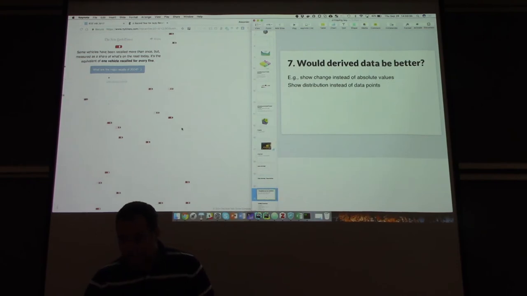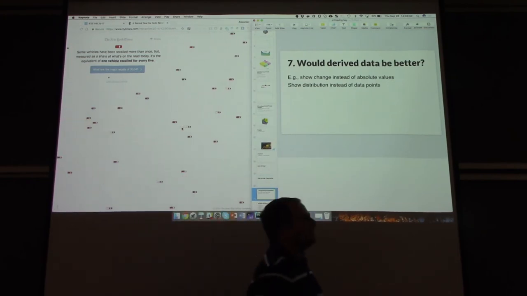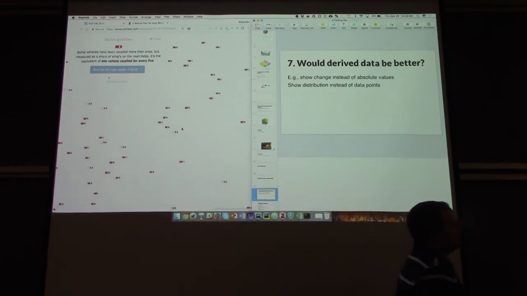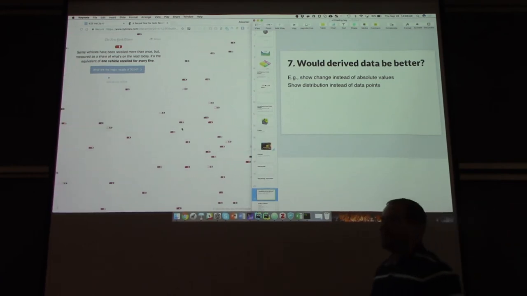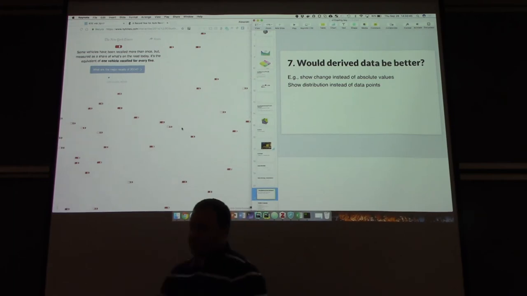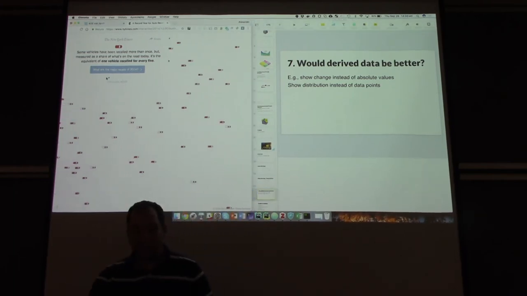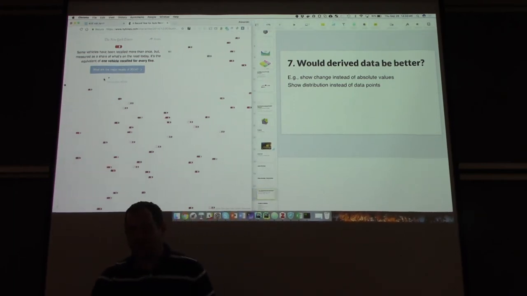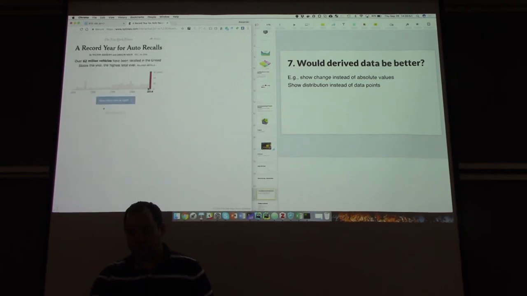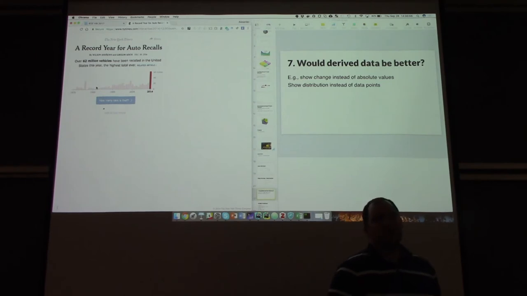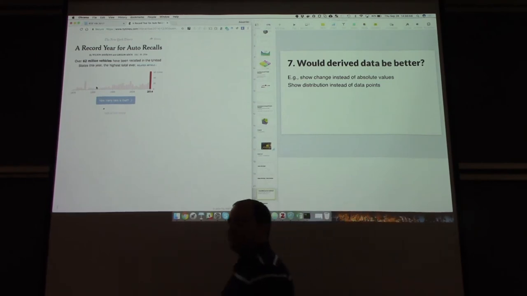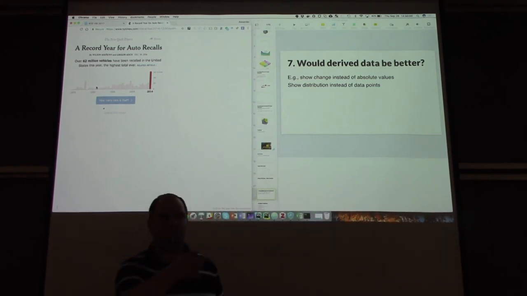Then if we look at it, would derived data be better? Show change instead of absolute values. Yes, we could show a chart of change here. It's probably a lost cause, but here we could show the change. But I guess in this case, I would probably argue that the absolute values are better, because we care more about the absolute values.